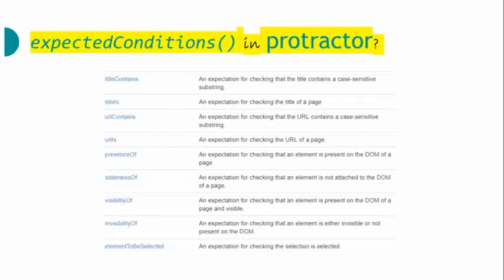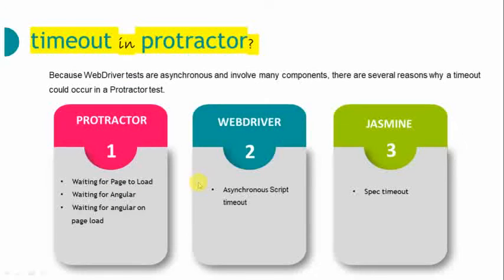There are multiple expected conditions in Protractor. You can wait for title contains, you can wait for URL contains, you can wait for the presence of an element, you can wait for staleness of a web element, you can wait for visibility of a web element. There are multiple expected conditions that you can use. Now the question is, what is a timeout in Protractor?